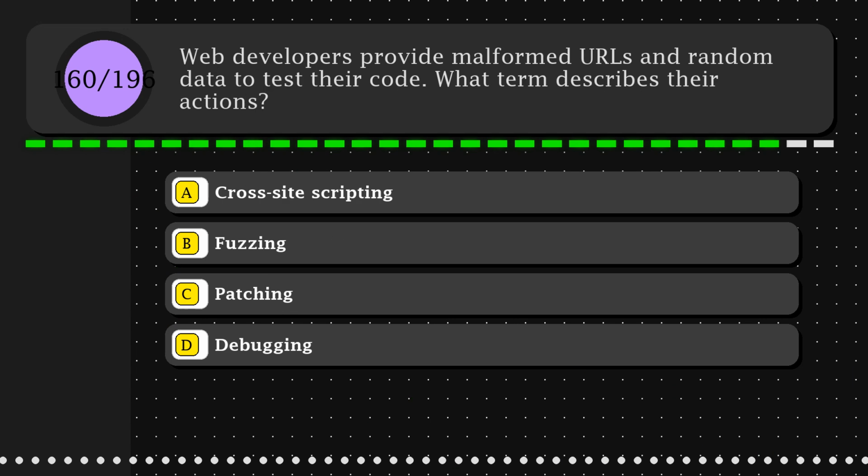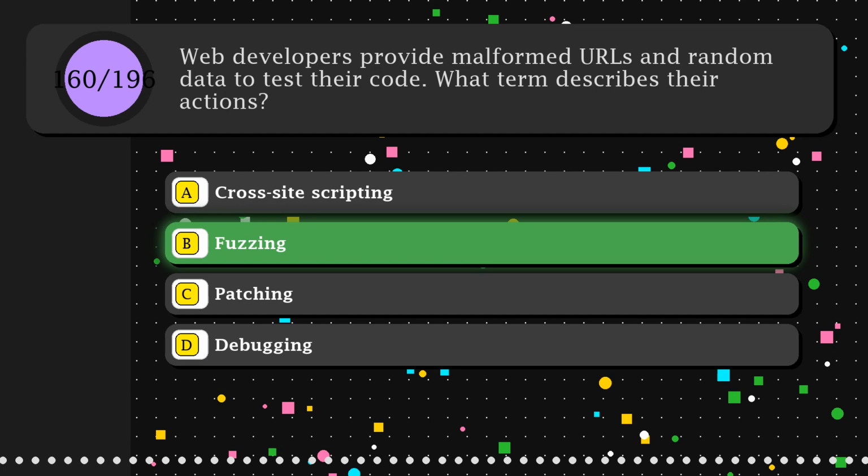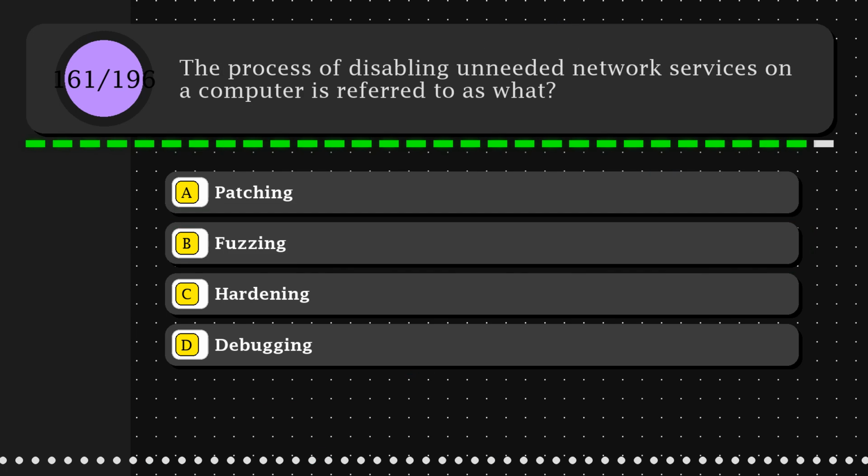Question 160. Web developers provide malformed URLs and random data to test their code. What term describes their actions? Option A. Cross-site scripting. Option B. Fuzzing. Option C. Patching. Option D. Debugging. The correct answer is option B. Fuzzing.